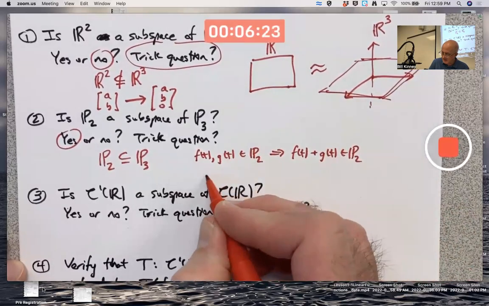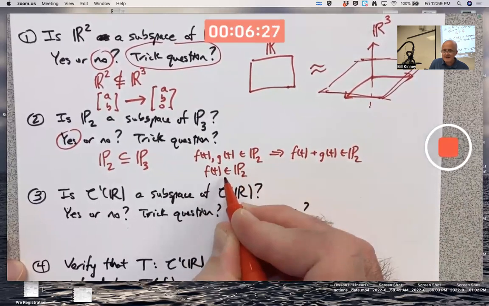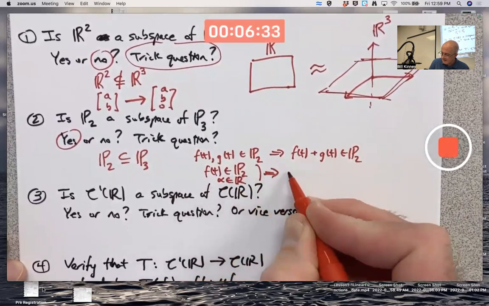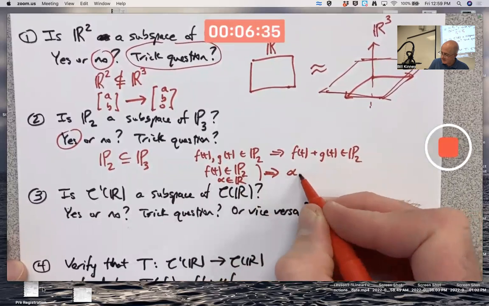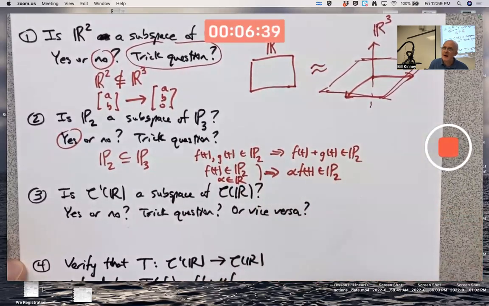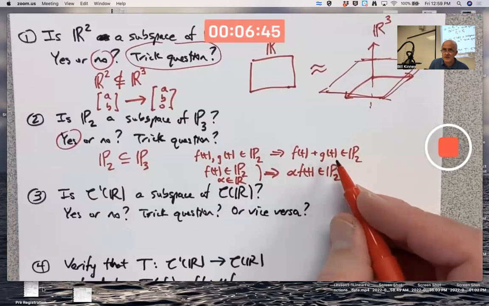And give me a polynomial in P2. That symbol there means "is an element of." And give me a scalar alpha, a real number. That scalar alpha times the polynomial f of t is definitely still in P2. Multiplying a polynomial by a scalar doesn't change its degree. Adding two polynomials with degree less than or equal to 2 doesn't increase its degree.